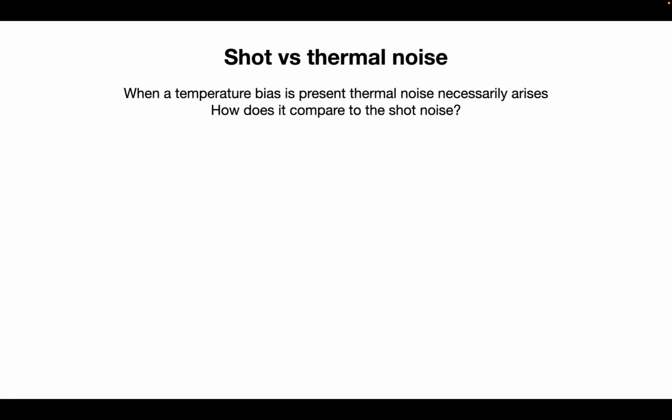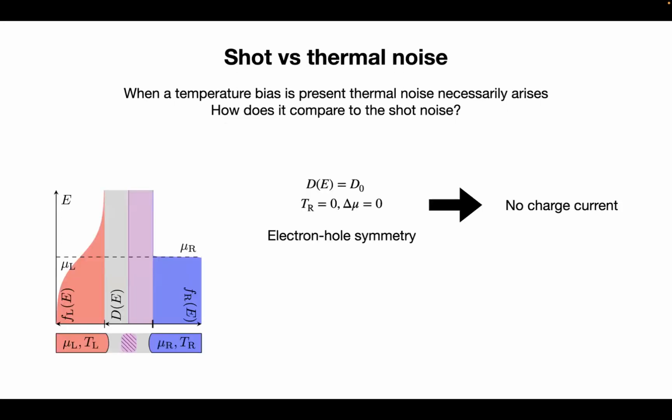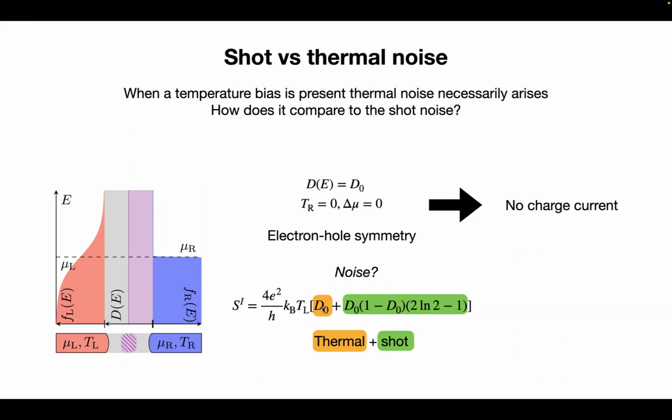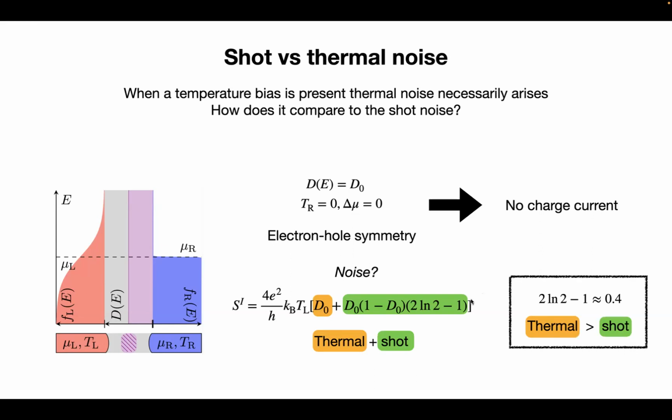And now coming back to the comparison between shot and thermal noise. In this situation, when you just have a thermal gradient, the system is electron-hole symmetric, so there is no charge current. And you calculate the noise, and you can split it into these two contributions. The part which is linear in the transmission is the thermal contribution I was mentioning before, and the part with this characteristic T(1-T) factor is the shot contribution. And so the relative magnitude is such that the thermal noise is larger than the shot noise. And this is for a very particular case with a constant transmission.